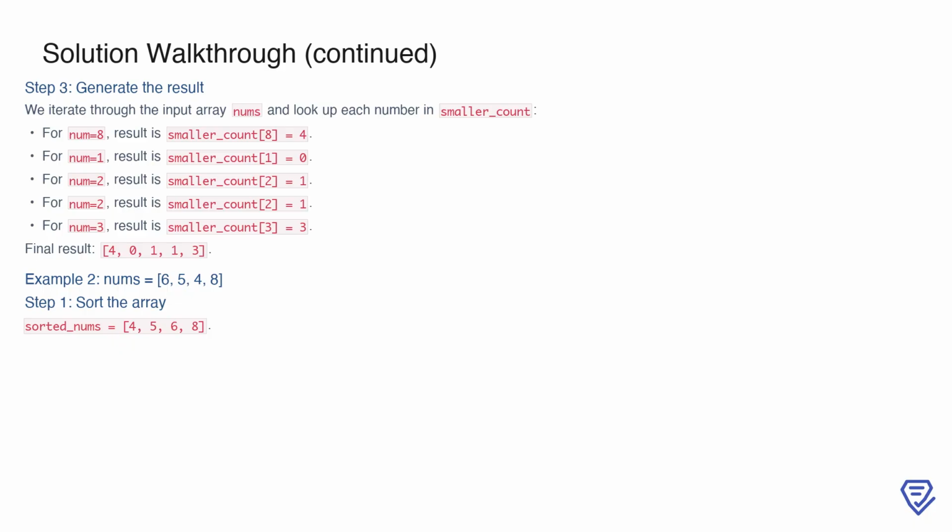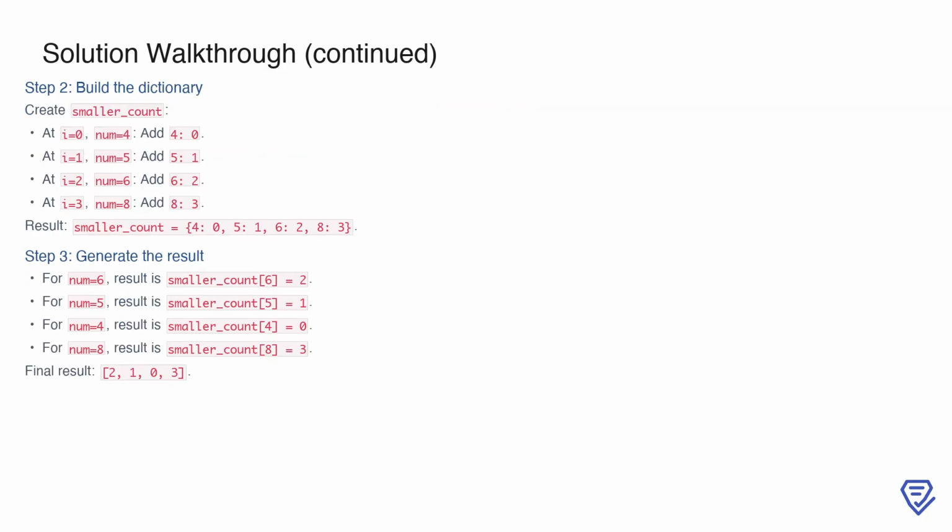Let's look at another example. If the input array is nums = [6, 5, 4, 8], the first step is to sort the array, which gives us sorted_nums = [4, 5, 6, 8]. Sorting ensures we can determine the relative order of the numbers quickly. From the sorted array, we create the dictionary smaller_count by iterating through each element and recording its index, just like before.